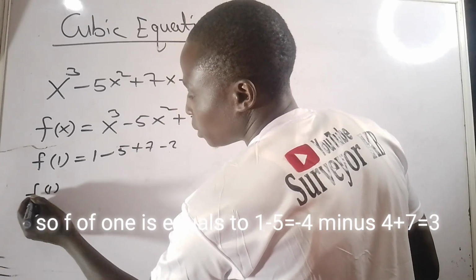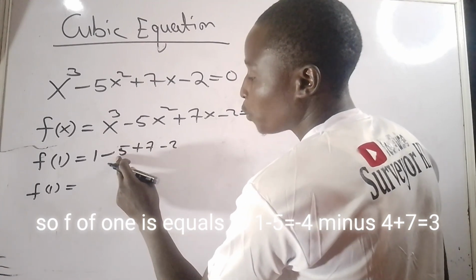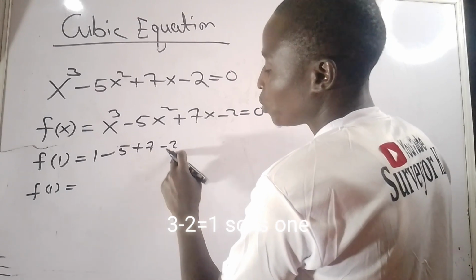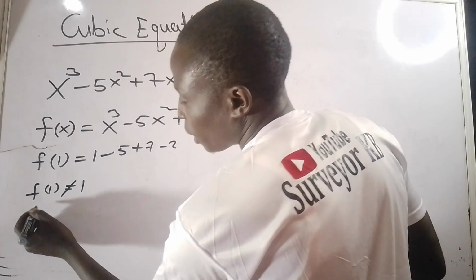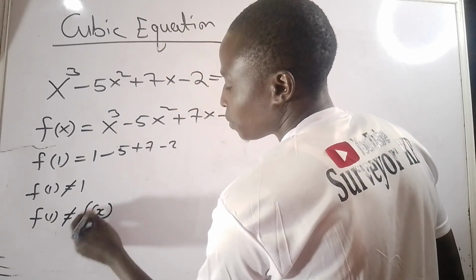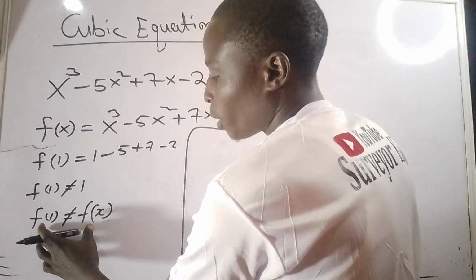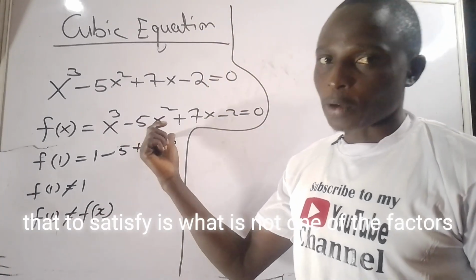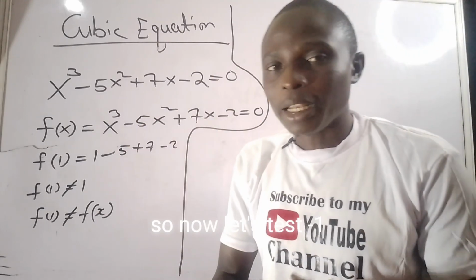So f of 1 is equal to 1 minus 5, which is minus 4. Minus 4 plus 7 is 3. 3 minus 2 is 1. So it's 1. That means f of 1 is not equal to f of x. Since positive 1 is not one of the factors that will satisfy this equation, now let's test negative 1.